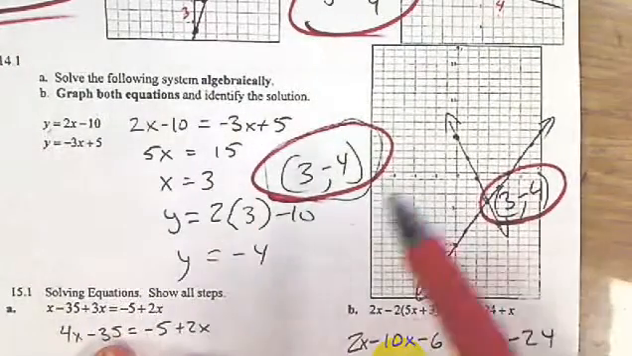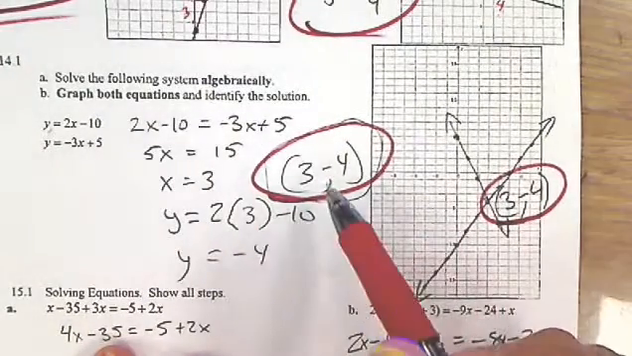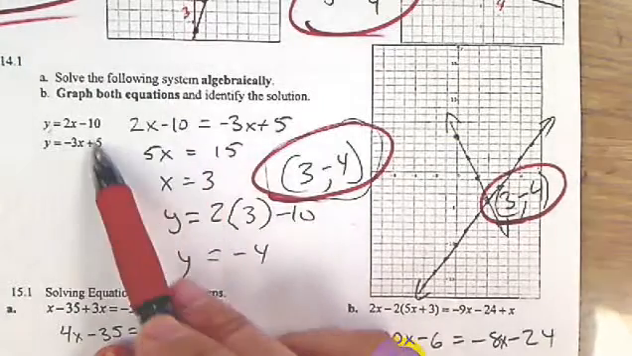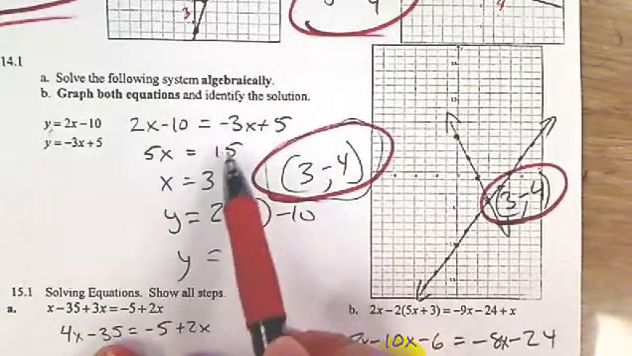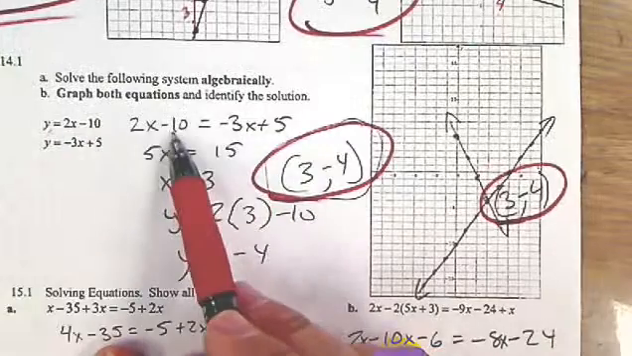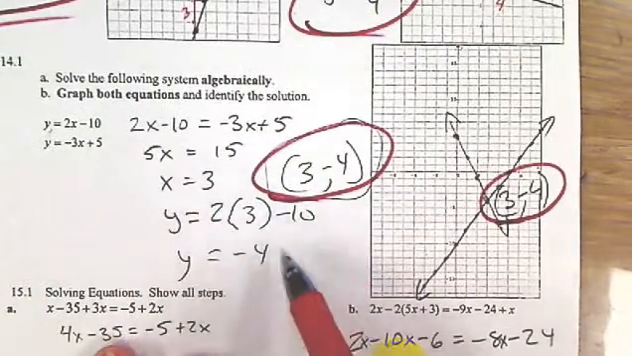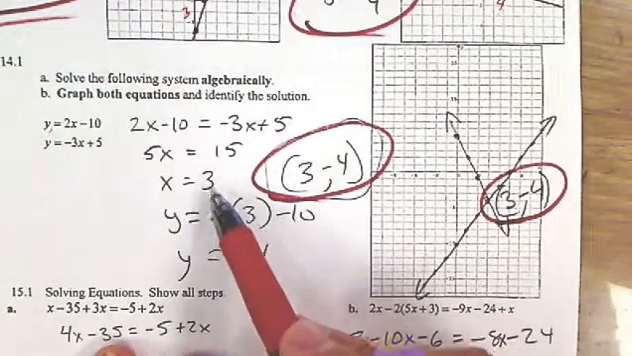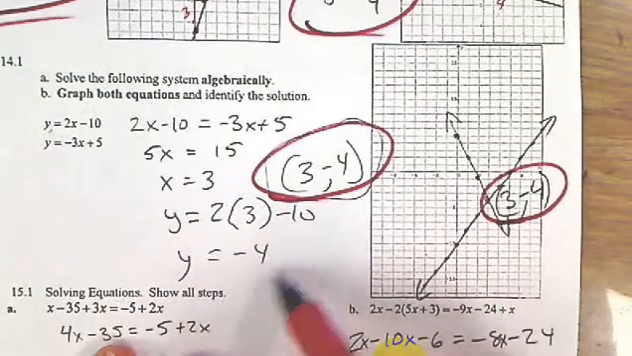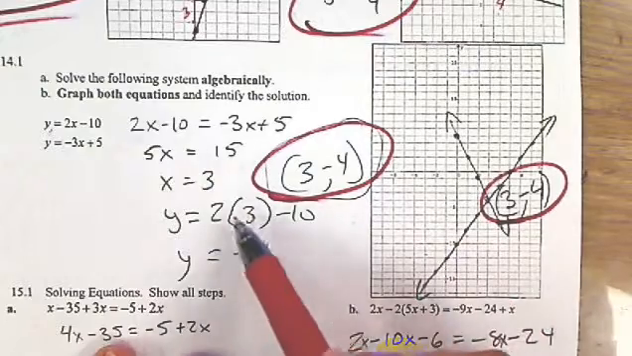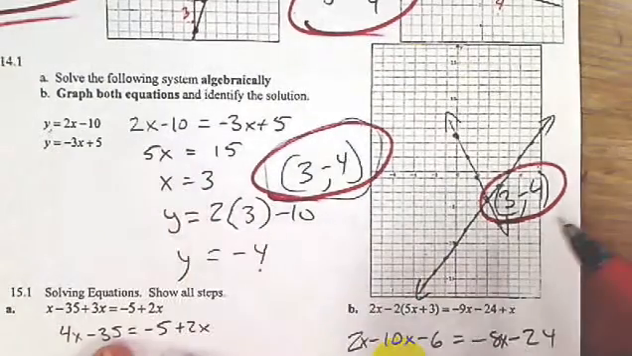Solve the system algebraically. So basically I'm finding the point of intersection, and I'm using algebra right here. Plug them in equal to each other. Add 3x to both sides. Add 10 to both sides, divide by 5, and I got my 3 for the x, plug it in, and I'll get my y. So I plugged it in here, right there.